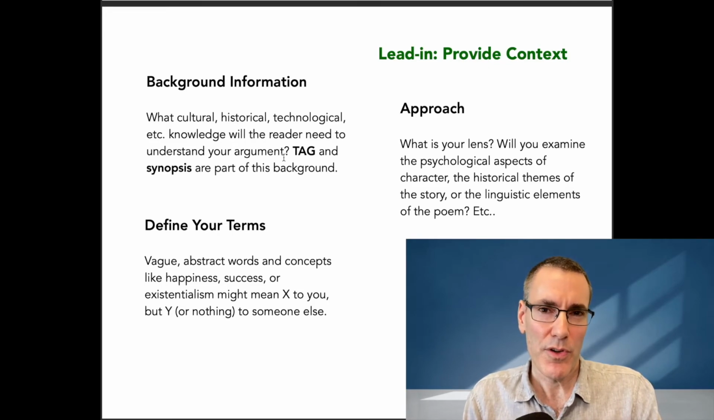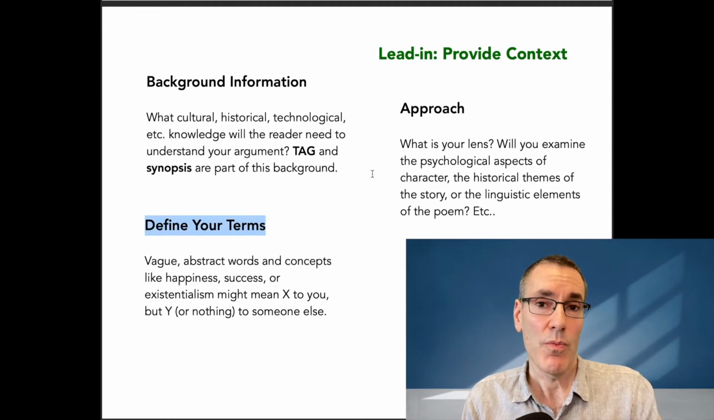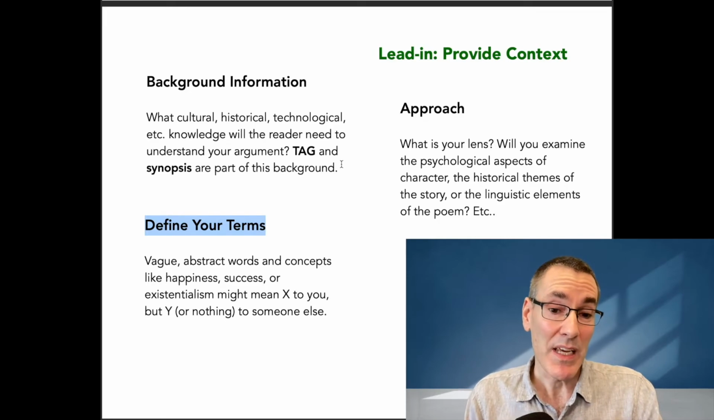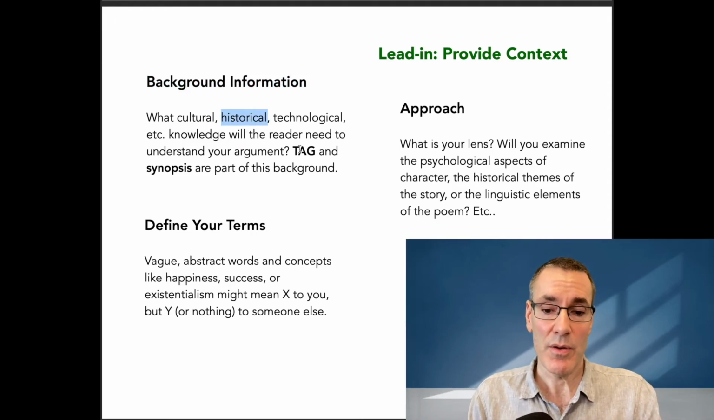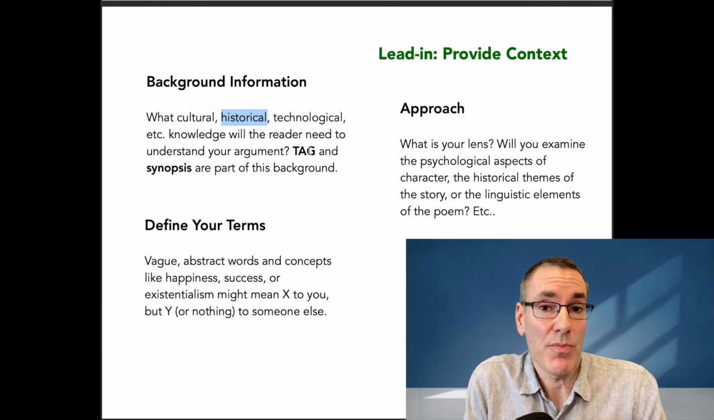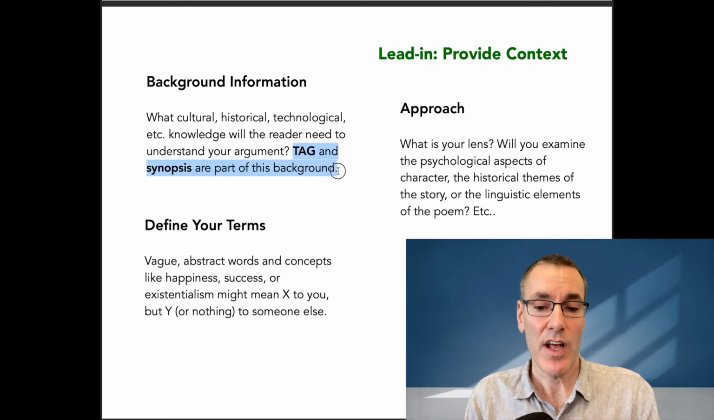So for your literature, if, for example, you're writing an essay on a cyberpunk novel or something like that, we may need to know what cyberpunk means. You may need to explain some background about cyberpunk and the historical background. For example, it's a genre that began in the mid 1980s. A lot of your readers might not care too much about cyberpunk or know too much about it. So you have to provide that background information. Tag and synopsis are a part of that. Obviously, we've kind of talked about that already.